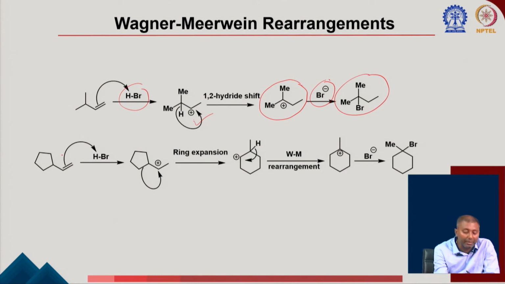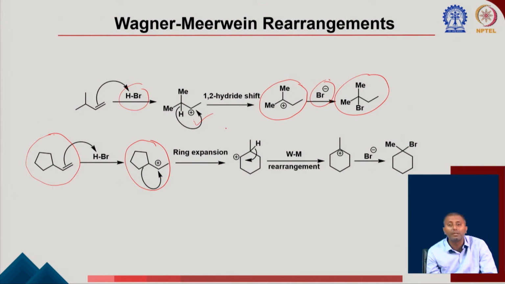Again, a similar thing can happen here if you have a cyclopentane ring with this vinyl group that can get protonated to the corresponding carbocation. Again, here the driving force is the ring expansion. In the previous case we saw a 1,2 hydride shift. Here, instead of a 1,2 hydride shift, a ring expansion is happening to make this secondary carbocation. Now, it is not going to stop here at the secondary. There will be another 1,2 hydride shift, which will form the more stable tertiary carbocation, which is going to form the corresponding product.